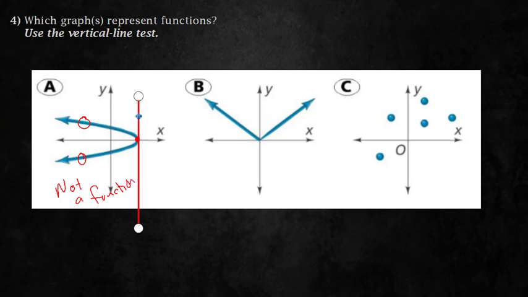Let's go ahead and look at this next one on B. As I draw my line across, here I'm just hitting it once. Everywhere I'm going so far, I'm just hitting it once. I'm never hitting it multiple times. And so that means this passes that vertical line test. That means everywhere on this graph, it's only being touched one time as you're holding that line up.